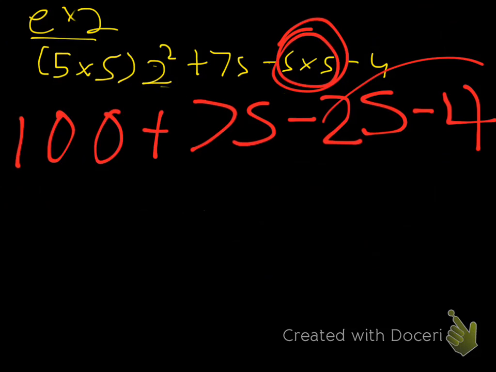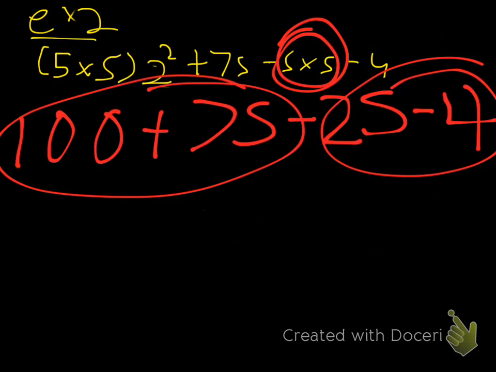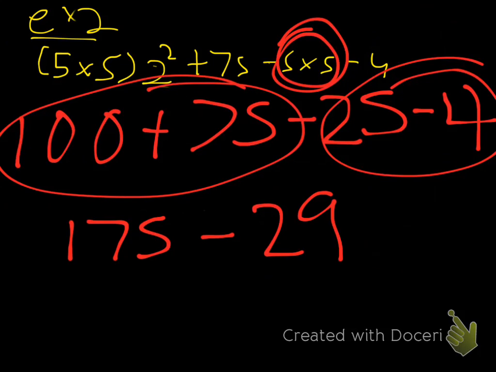Now, you can do it two ways. You can combine these two, or you could just add it this way. Either way, you're going to get the same answer. So let's do it this way. You get 175 minus 29, minus 21, sorry. And you would get 141. And that's going to be the answer.